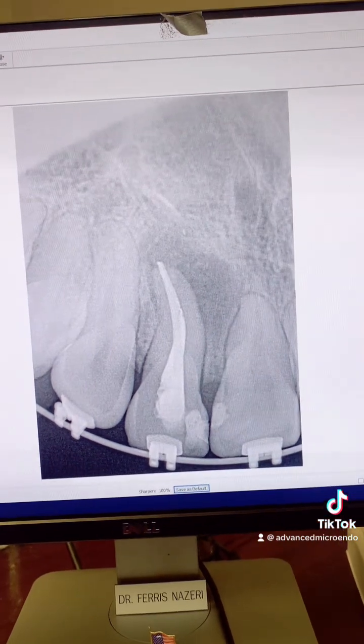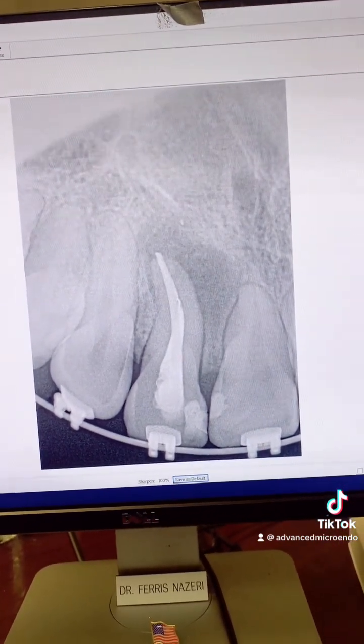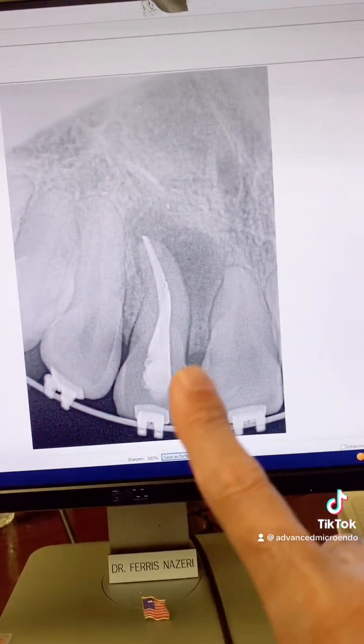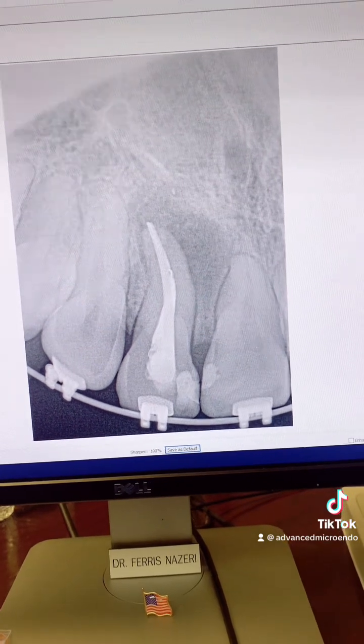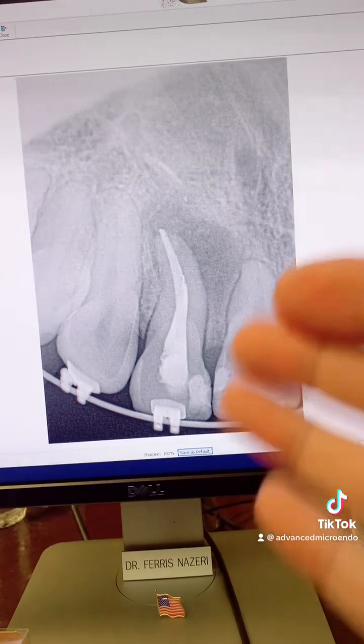So we went over options with the patient, and she decided that she wanted to try to save the tooth. So we went ahead and redid this root canal for her. Okay, so that was, as I said, a year and a half ago when the patient came to see me.